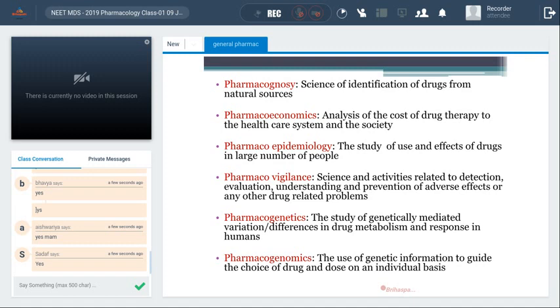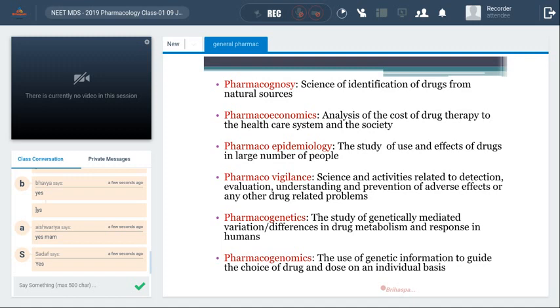Okay, then we have pharmacoeconomics. Economics is all to do with cost of drugs, money, right? So pharmacoeconomics means it's analysis of the cost of drug therapy to the healthcare system and the society. How much cost is going towards drug therapy by the healthcare system and the society comes under pharmacoeconomics. It's a very simple definition.